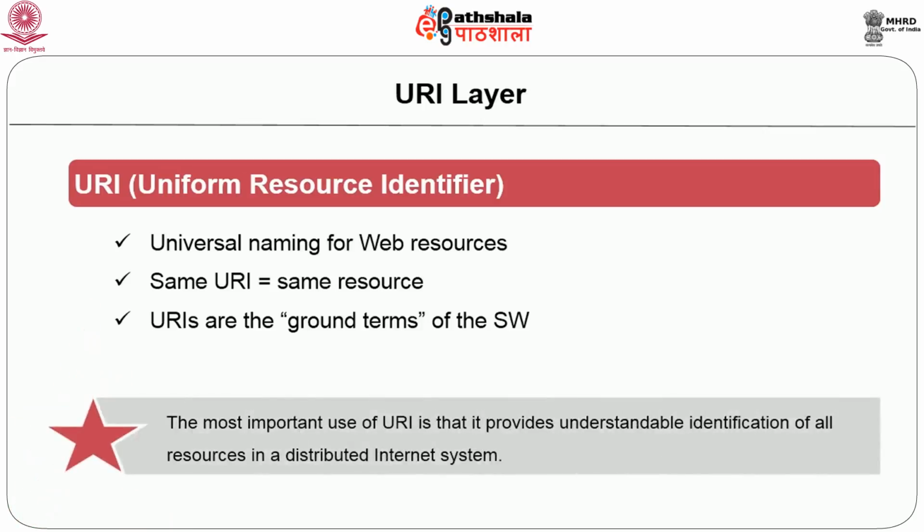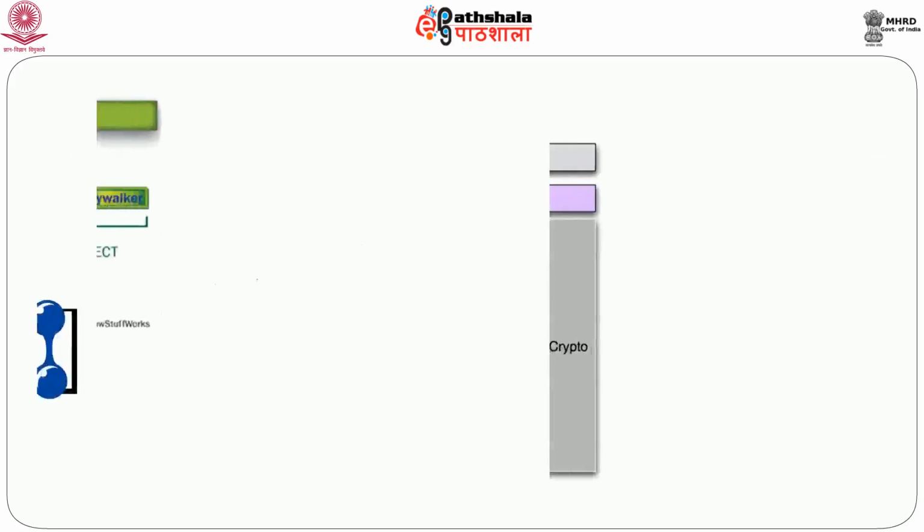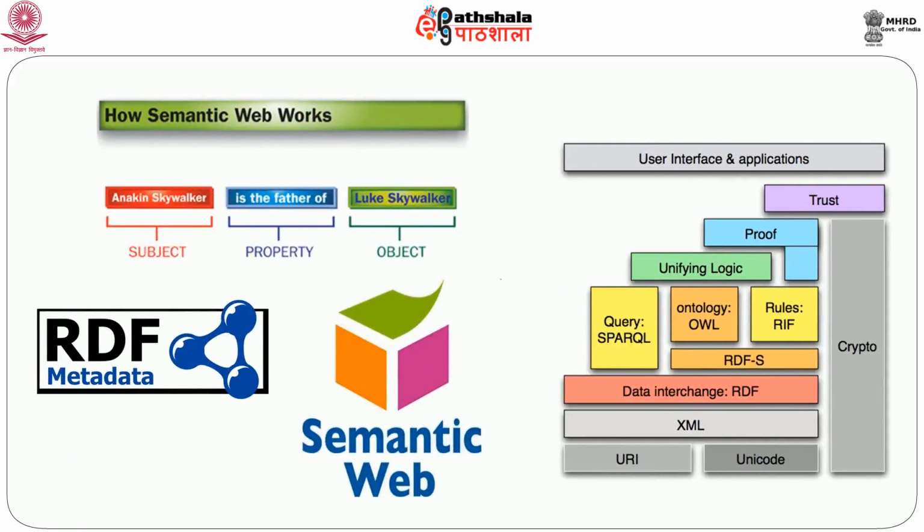The most important use of URI is that it provides understandable identification of all resources in distributed internet systems. That means if I am connected with 100 machines, each piece of information can be uniquely identified by a URI. I can use somebody's information in my semantic web just by referring to that. That's why URI is very important. Then the semantic web is created by using the RDF threshold.